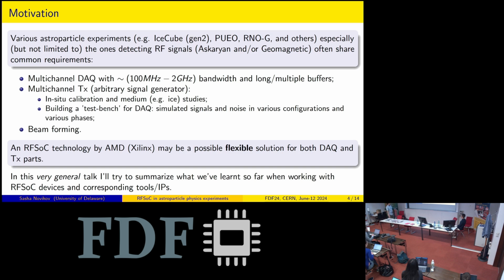The new technology by Xilinx, the radio frequency system on chip, seems to be a good solution for both the DAQ and transmitter parts of some of those experiments. What is very important here is that it can be flexible. For instance, we can use the same chip as a transmitter, and then build a DAQ based on the same chip, and we can share a lot of modules and code.